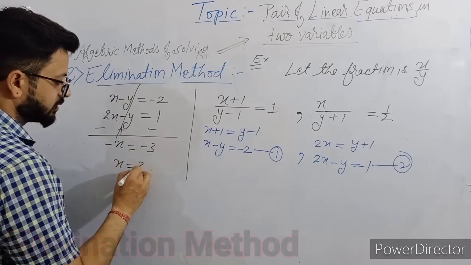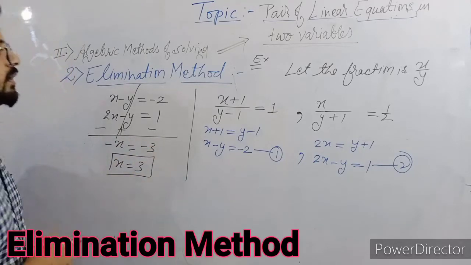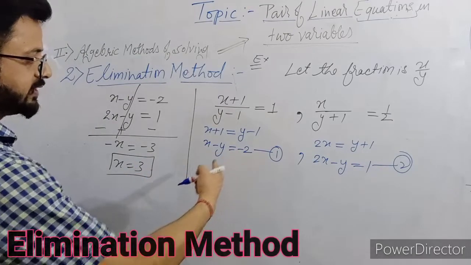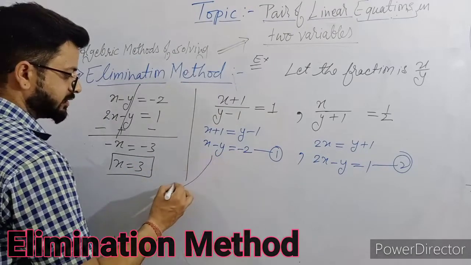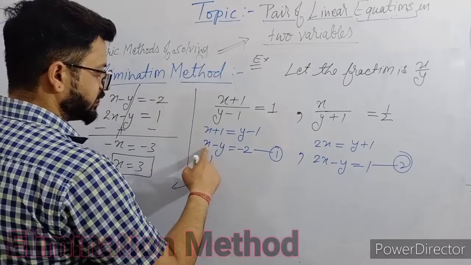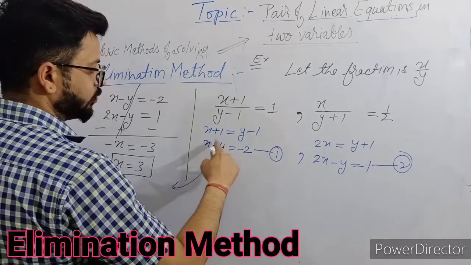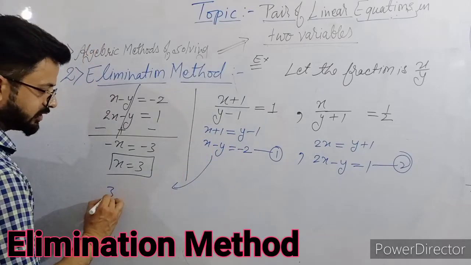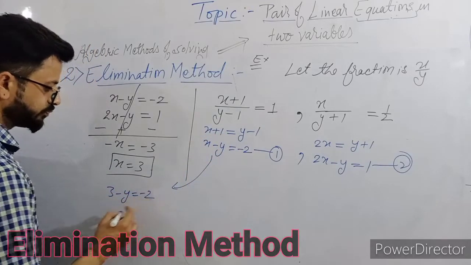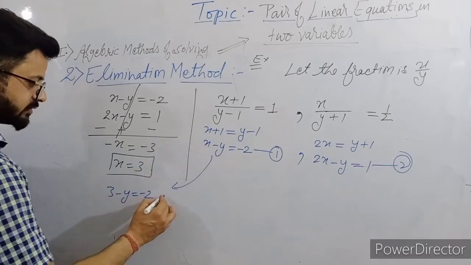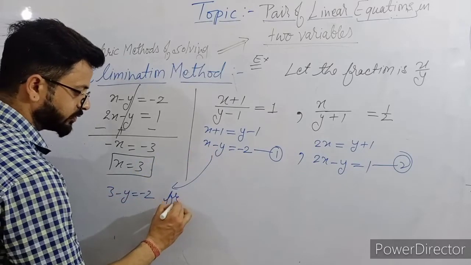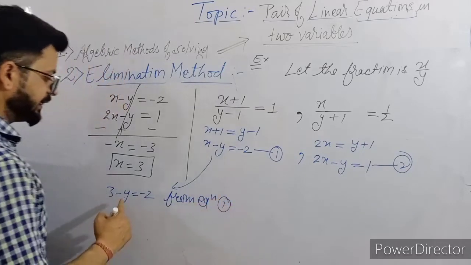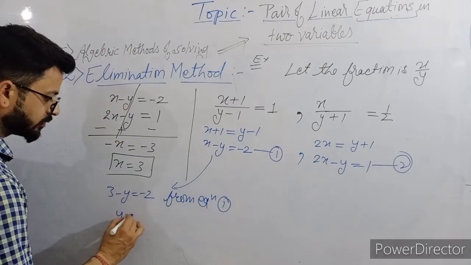X is coming 3. Now x is 3, and this x value we will place in any of the equations. I am taking this one. So x value 3, and this y I am transferring, minus 2 I am taking, then 3 minus y is equal to minus 2. From equation first, now y is equal to 5.